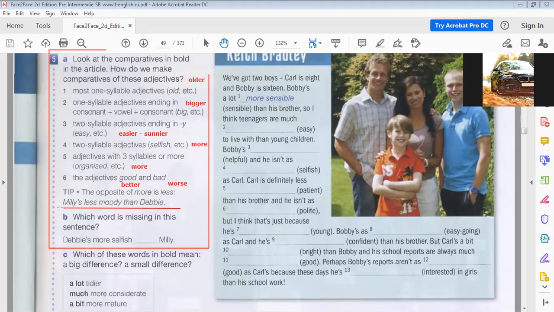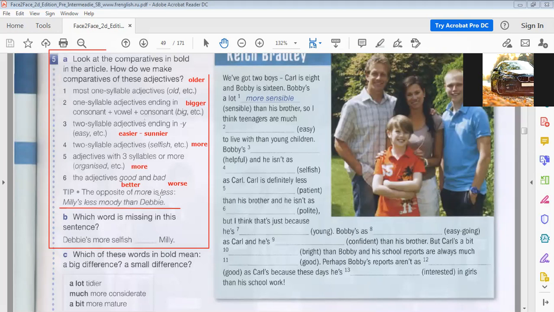Yeah. Alright, this note may be new. It says the opposite of more is less. So you can use less in comparison. In comparison we can use less. It is not necessary to use more. It is not necessary to say, for example, Debbie is more moody than Millie. We can reverse it. We can say Millie is less moody than Debbie. Do you get the idea?